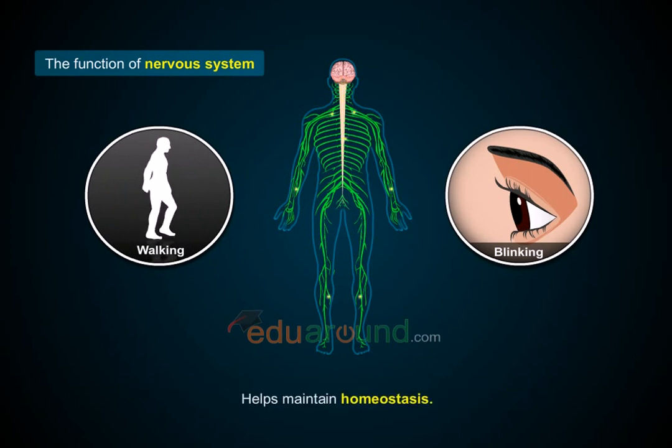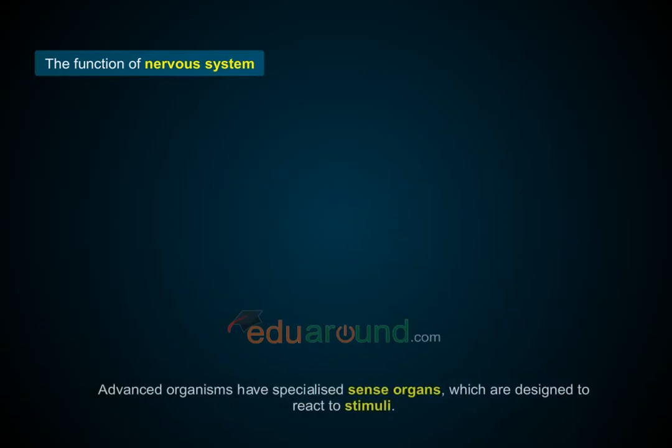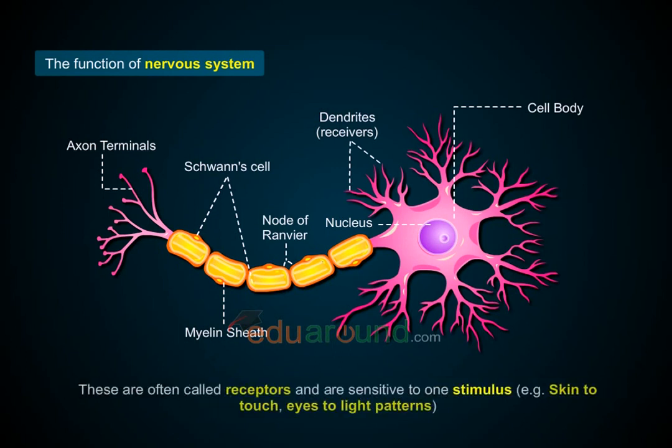Helps maintain homeostasis. The nervous system provides us the ability to perceive, understand, and react to environmental events. That is why the nervous system is so extremely important for human behavior. Advanced organisms have specialized sense organs, which are designed to react to stimuli. These are often called receptors and are sensitive to one stimulus. Example, skin to touch, eyes to light patterns, etc.